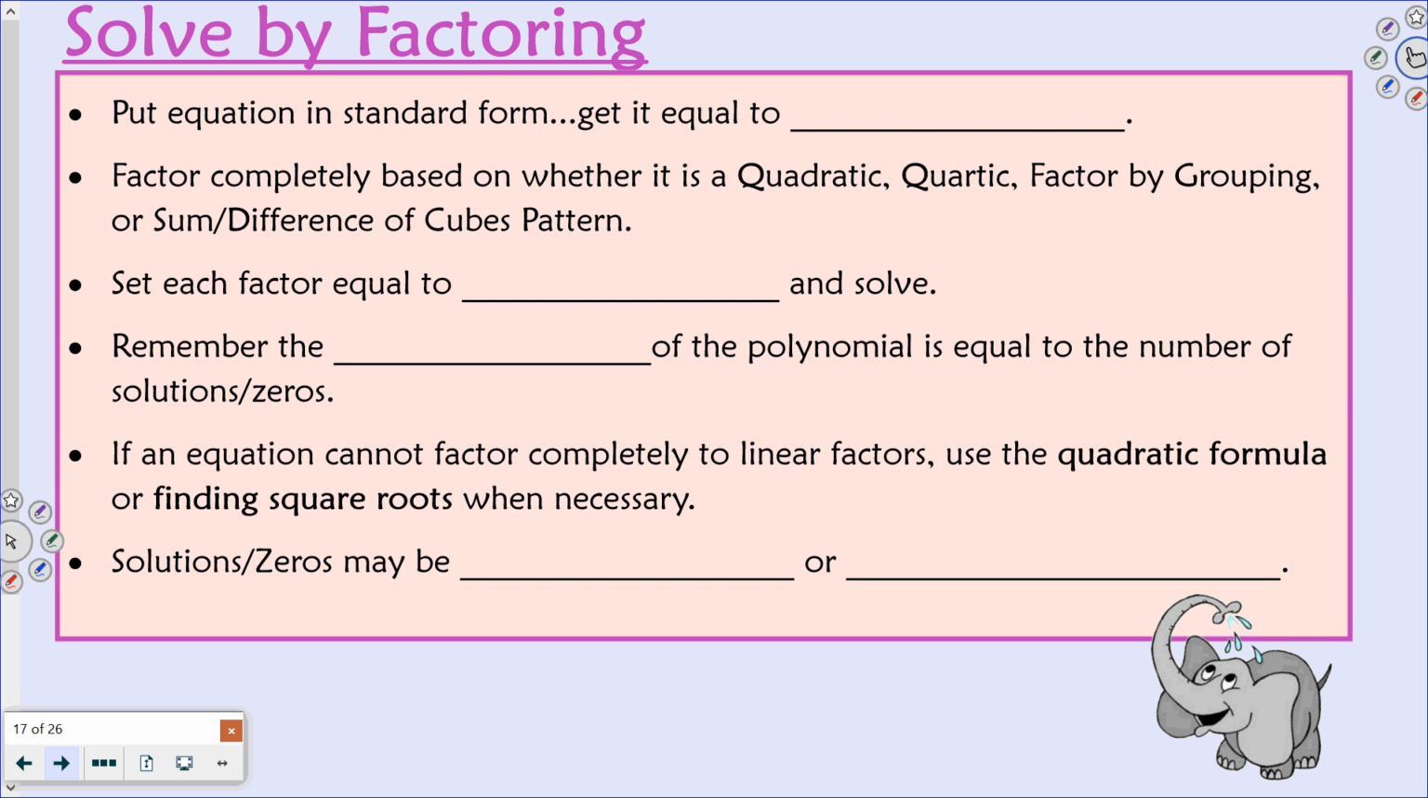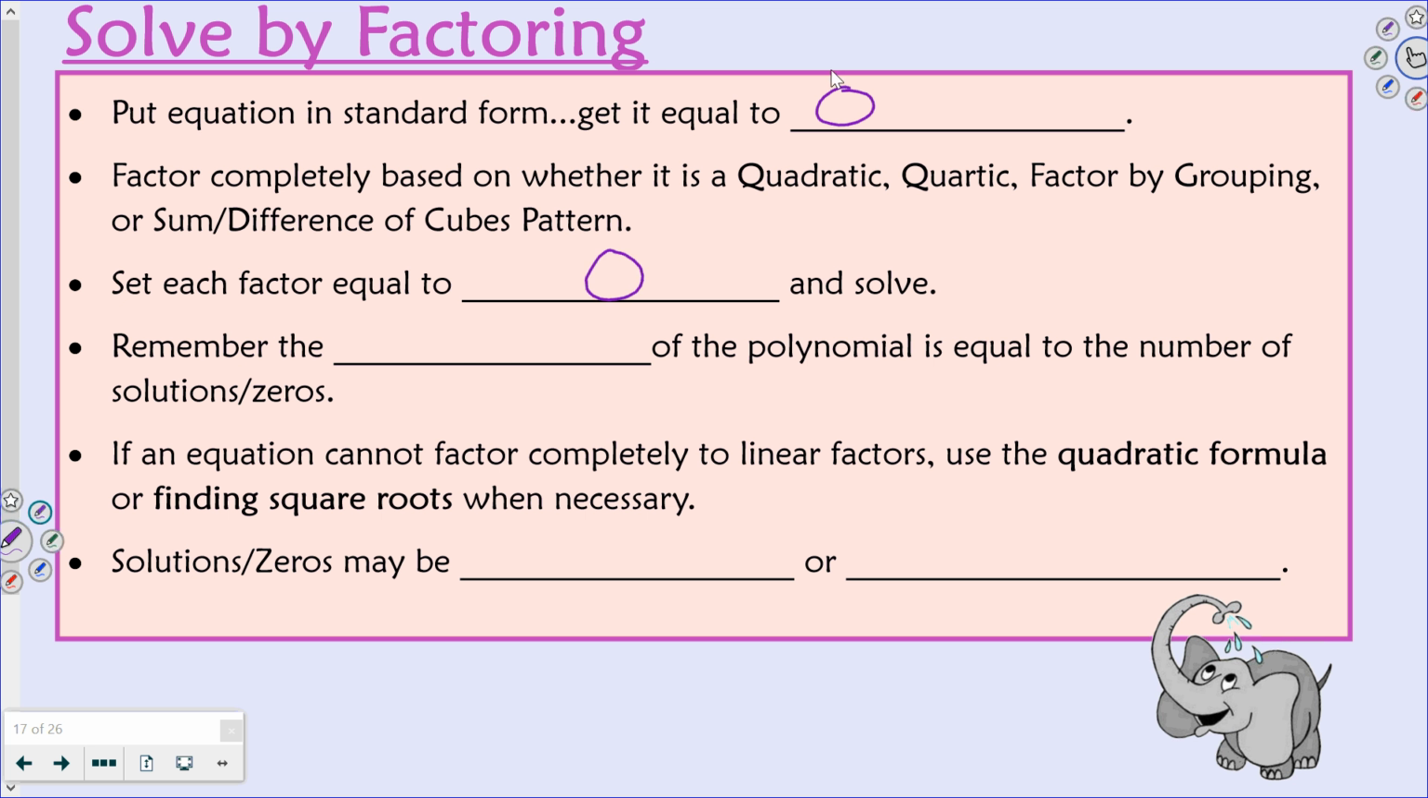All right. So solve by factoring. We've solved by factoring already, but now we're just going to keep doing this with our different types, which kind of changes things a little bit, but it takes all the stuff we learned in Chapter 4 and puts it all into this. So put each equation in standard form, meaning set it equal to 0. Factor completely based on if it's quadratic, quartic, factor by grouping, sum or difference of cubes. You have to be able to look at it and know. Hopefully that green paper I just gave you might help you a little bit, kind of have some direction. Then you'll set each factor equal to 0 and solve.